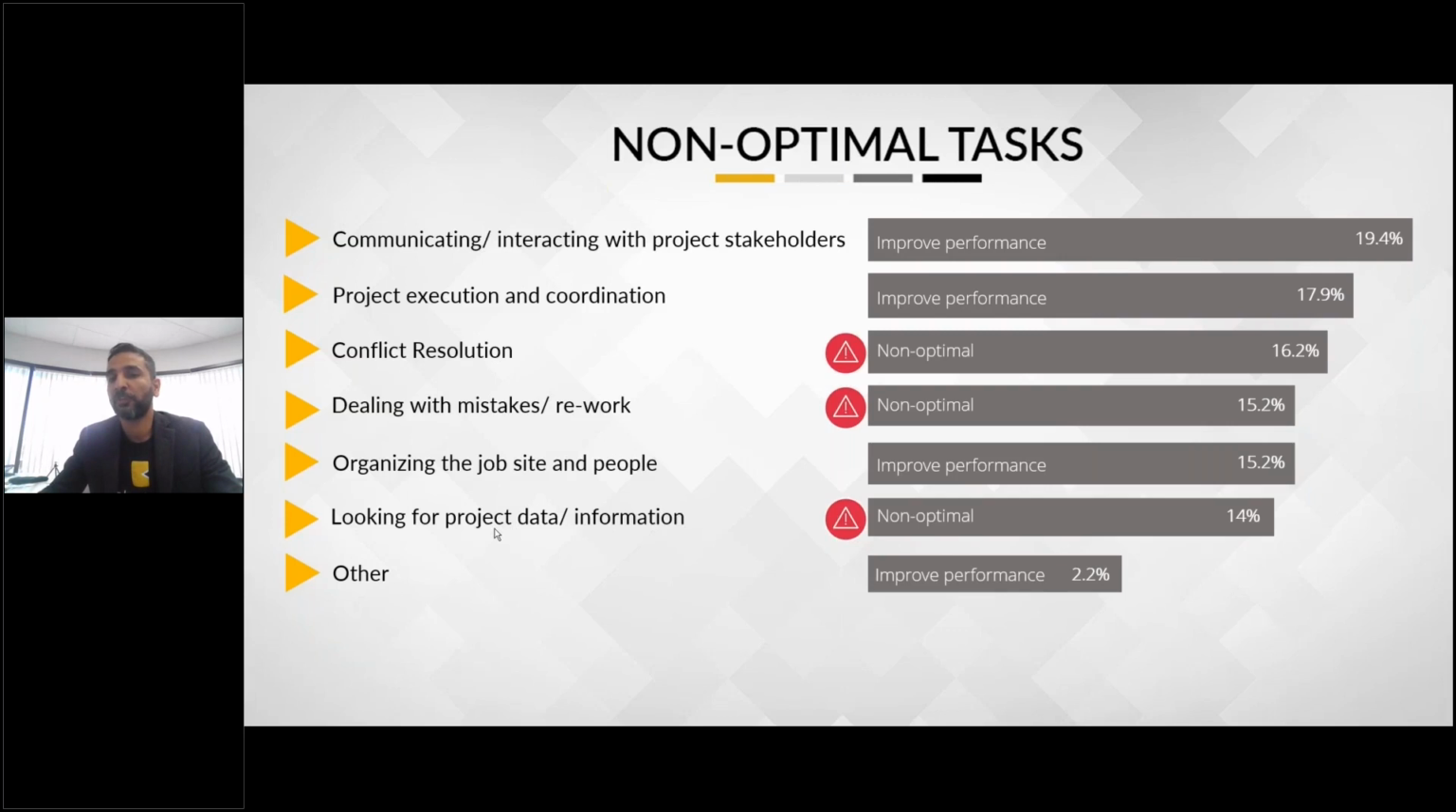And what we have tried to do through our solution is to make information flow in a way that it's easy to access information. It's easy to reduce mistakes and rework because you have all of your documentation available to you. And conflict resolution comes down to better collaboration, to be honest, right? Because you have to be able to effectively collaborate with all the parties involved. And that's another non-optimal task, which takes 16.2% of the time, that hopefully if you use Dynamics as a platform will help you remove some of those barriers to your success.